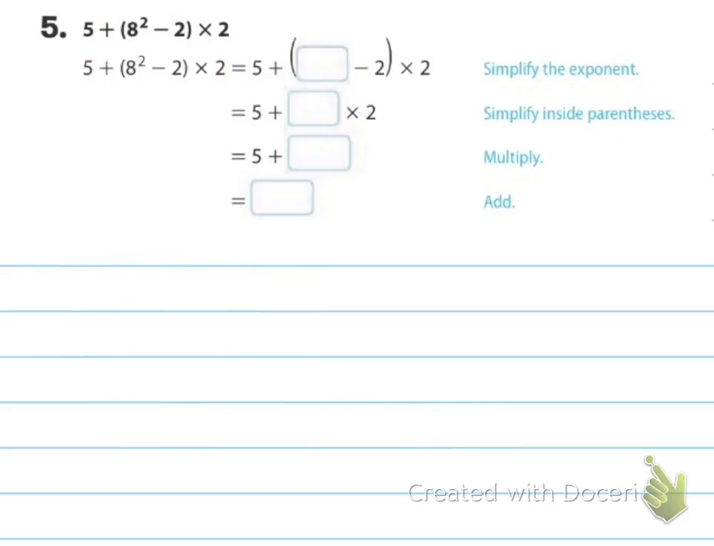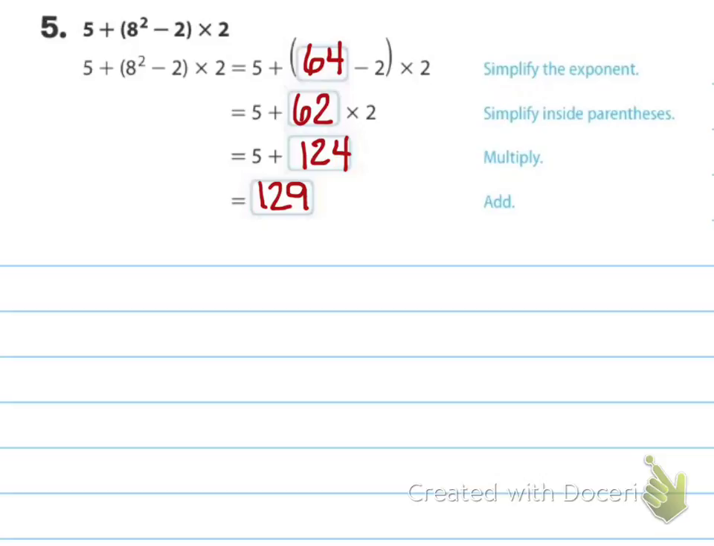Number 5, we're going to fill in the blank. So looking at this, we've got 5 plus, in parentheses, 8 squared minus 2, and then times 2. So I want you to go ahead and fill in the blanks here, and when you come back, I'll have the answers pre-filled. So you can pause now. So our final answer is 129.